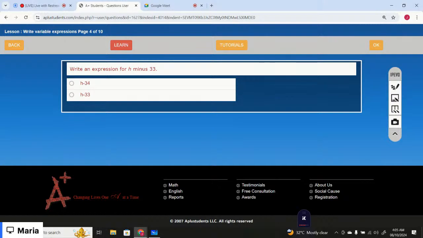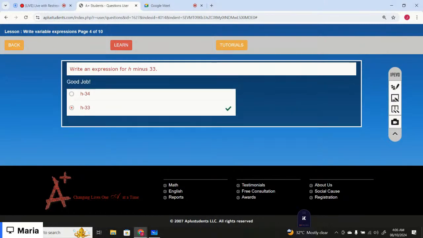Write an expression for h minus 33. So, which is the correct option? The correct option is option number 2, that is h minus 33. Option number 2 is the correct option.